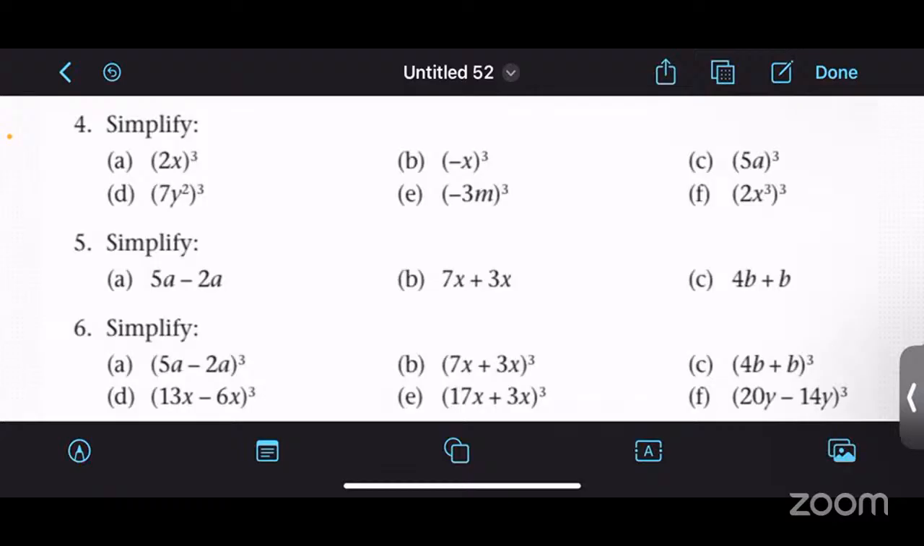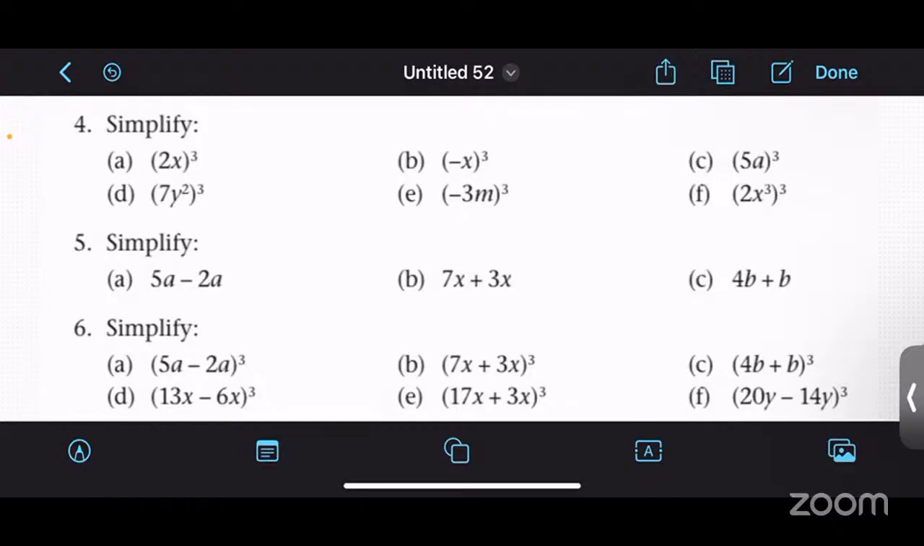Ma'am, 2 to the power of 3 is going to give me 8, and then it's going to be 8x to the power of 3. 8x to the power of 3, perfect.